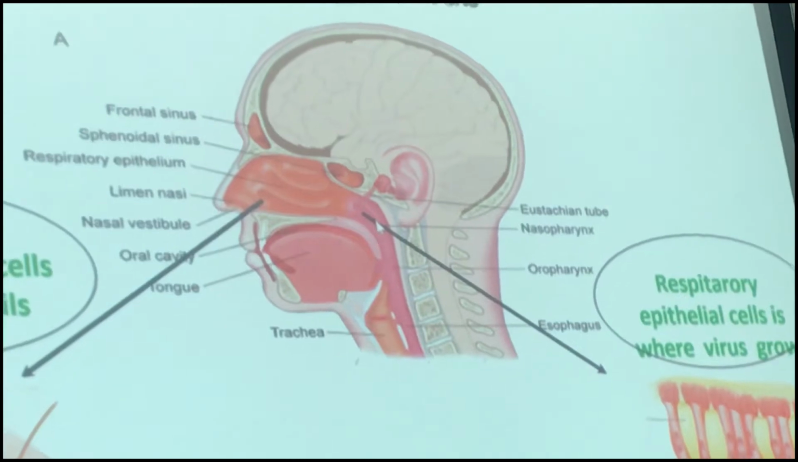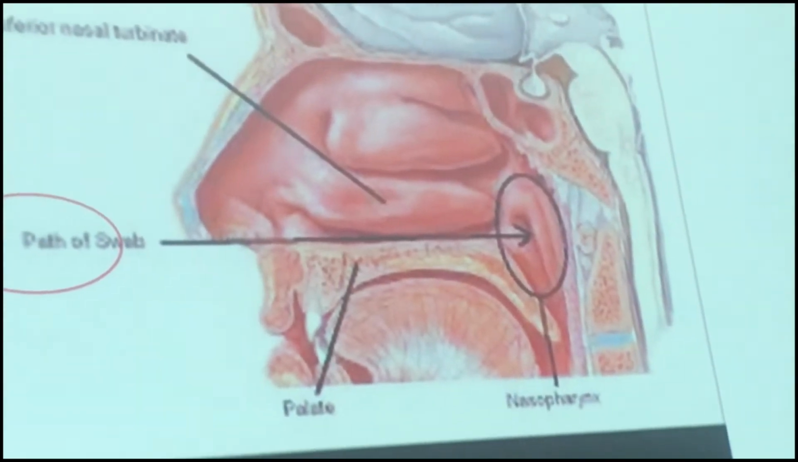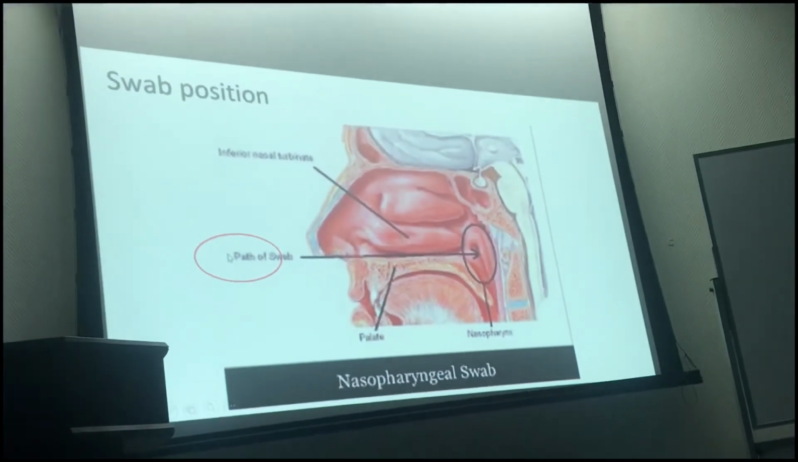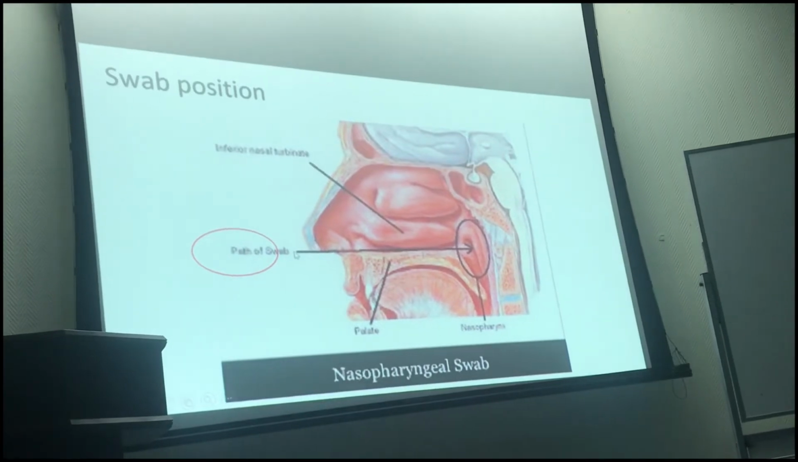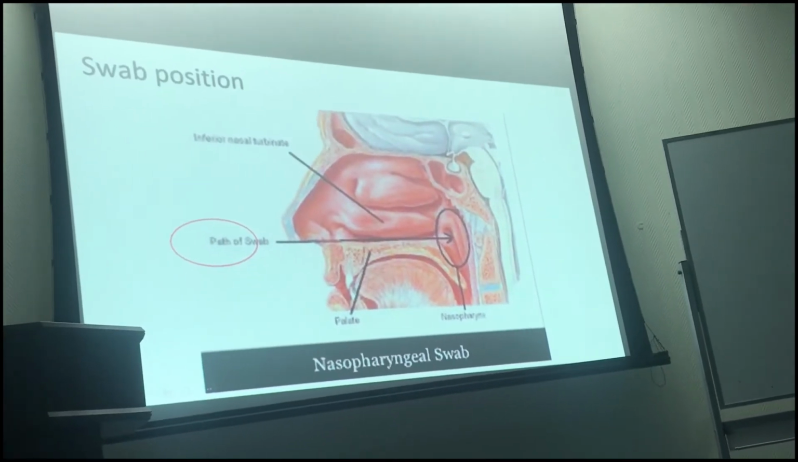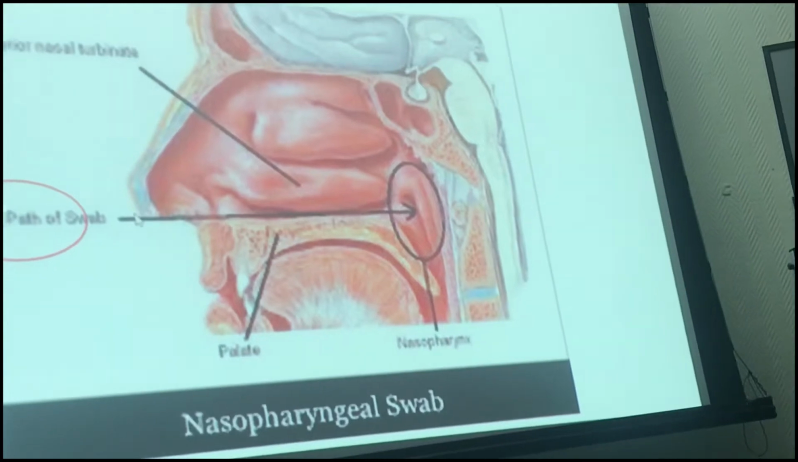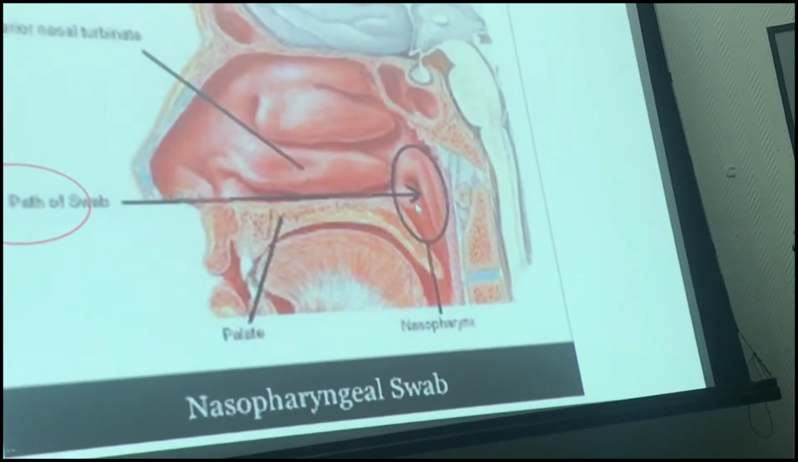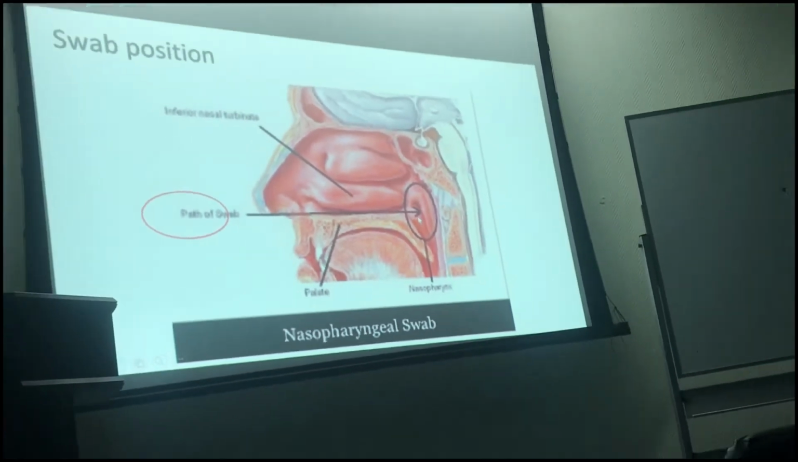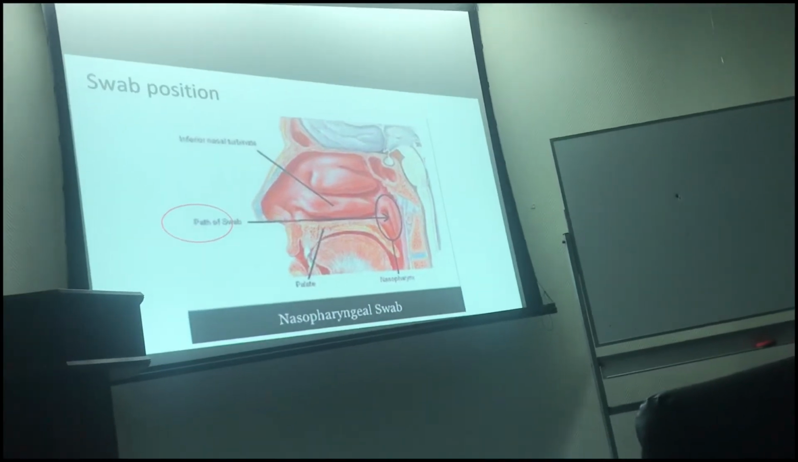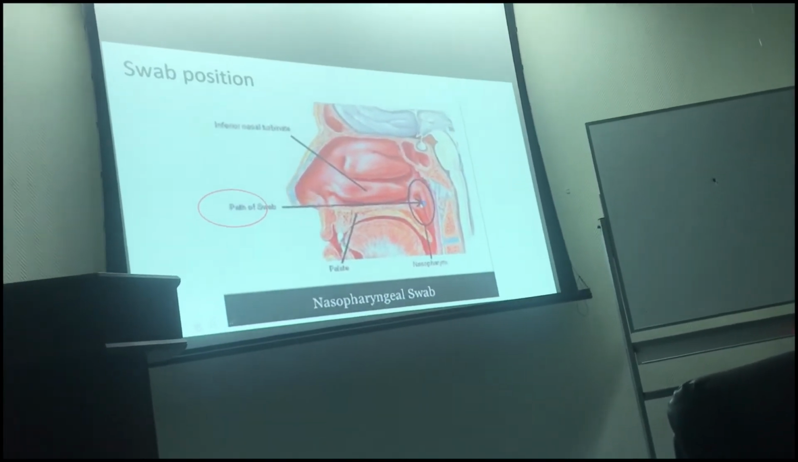Okay. So the path of the swab should be like this, all the way parallel to the palate and perpendicular to the face, and parallel to the palate, all the way back to the nasopharynx.